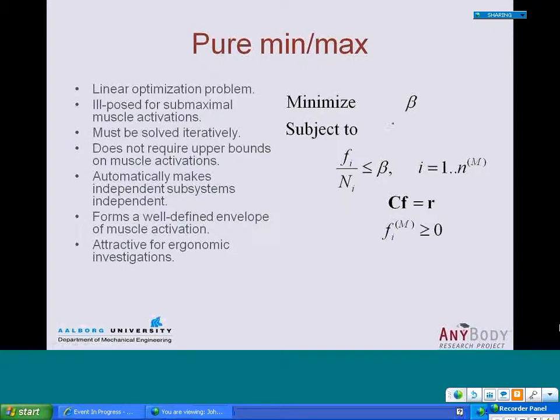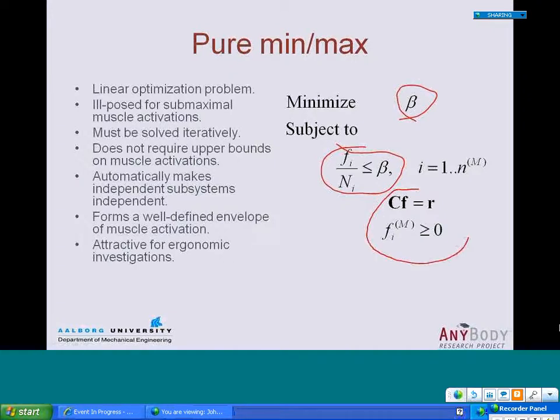The way we reformulate it is that we introduce a new artificial variable that we call beta. Beta doesn't actually do anything in the system, but we try to minimize beta. And while we're minimizing beta, we introduce additional constraints saying that all the muscle stresses must be smaller than beta. So the only way that beta can be smaller is by simultaneously reducing all of the muscle stresses. This is effectively the same as minimizing the maximum muscle stress in the system.